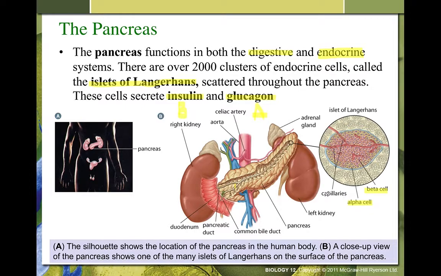Notice that there are also capillaries from the circulatory system that are flowing through each of the islets. And so the pancreas is special in that it has the ability to directly monitor blood glucose levels without needing to take instruction from the hypothalamus or from the pituitary gland. Okay? It can independently monitor blood glucose levels and then respond directly by making insulin or making glucagon.